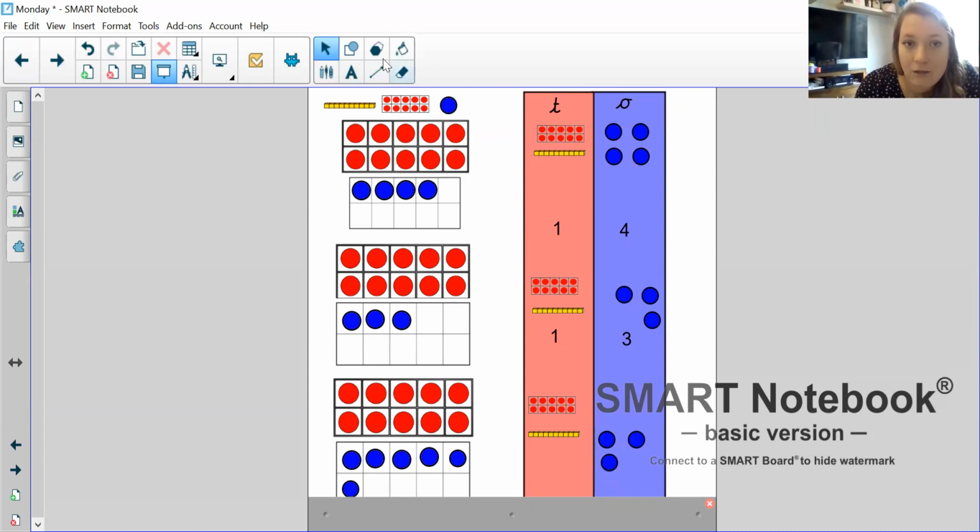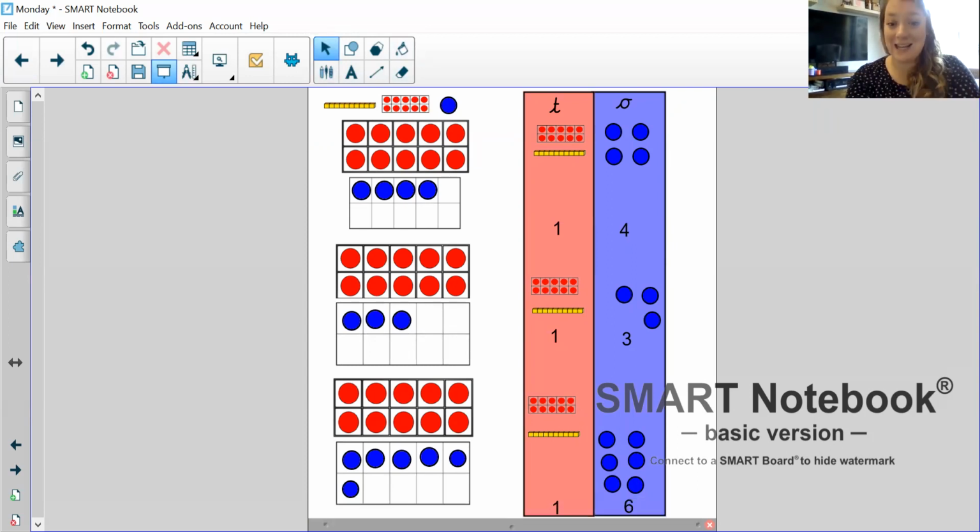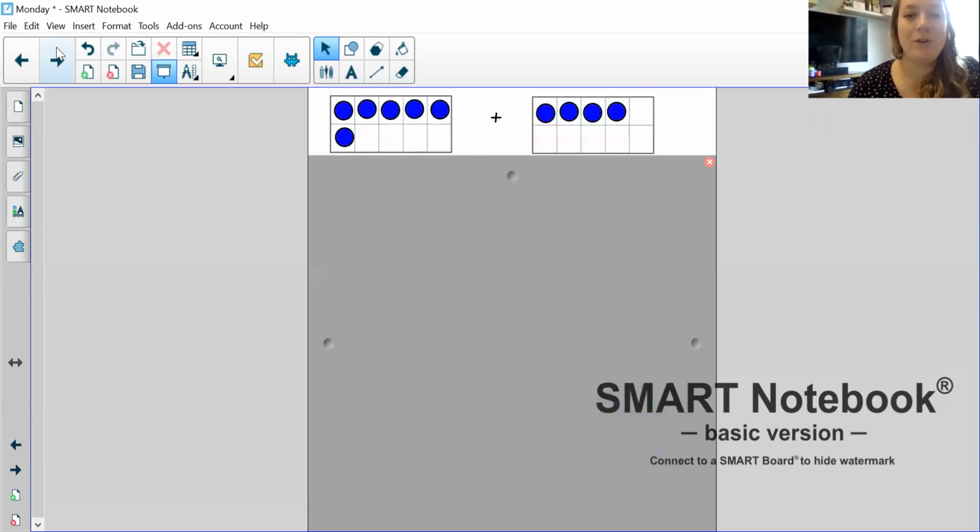So I've got 2, 3, 4, 5, 6. I have 1 10. I have 6 ones. What number does that make? That's right, it's number 16. I have 1 10 and 6 ones. 16. Let's move on. Oh, okay, I've got two tens frames now, and there's an addition sign in the middle.